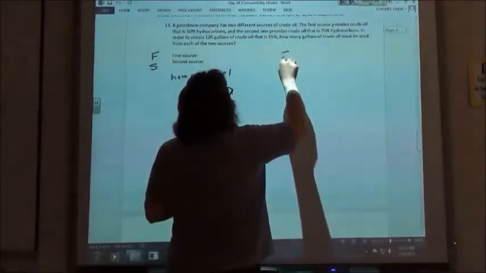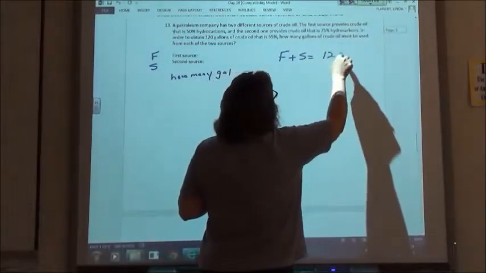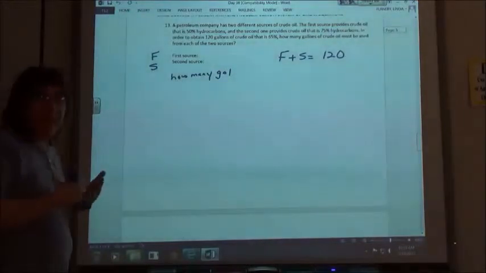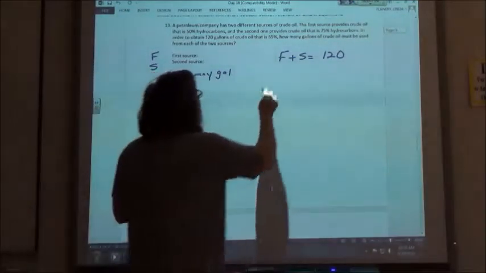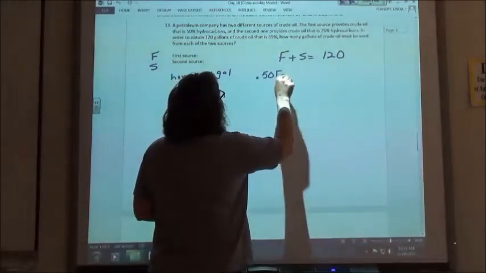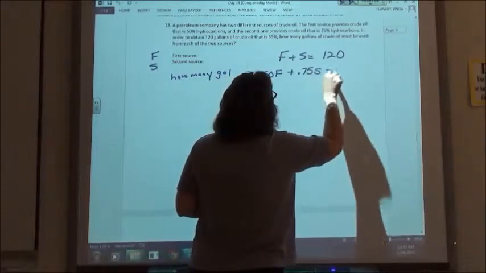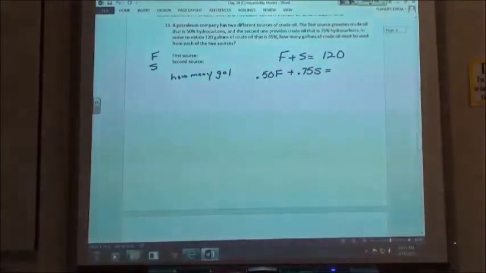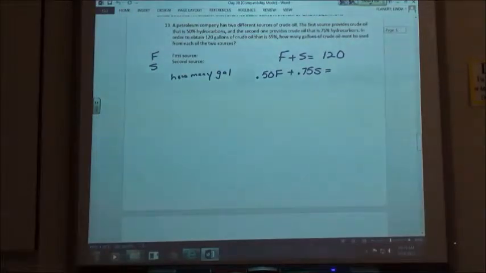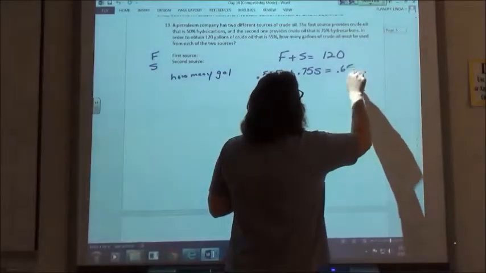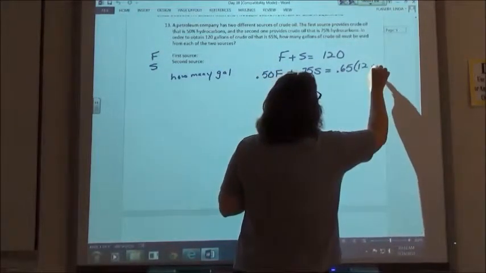So I know that my first one plus my second one is 120. Now the rest comes from the percent. If I take 50% of the total number of gallons of first, I'm going to find how many hydrocarbons I have in that thing. So I'm going to use 50% of the first plus 75% of the second. And this is going to be where it's a little bit different, because I want to find the total amount of hydrocarbons. I have to do 65% of the total number of gallons.